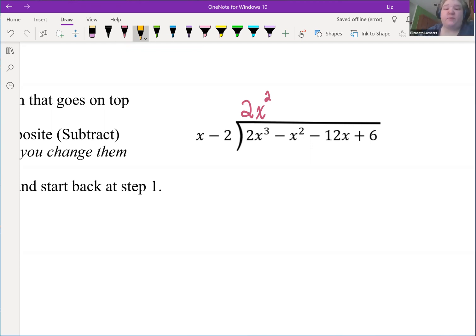Now we're going to multiply, and when we multiply, it's 2x squared times the whole x minus 2. So 2x squared times x is 2x cubed, and look, it lines up. And then 2x squared times negative 2 is going to be minus 4x squared.